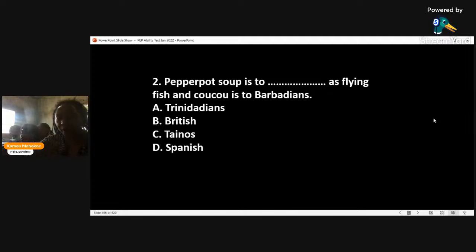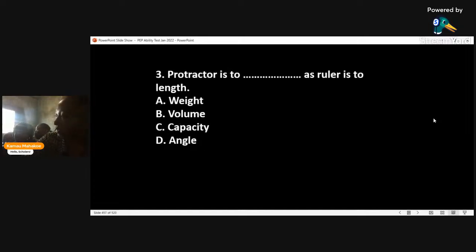Pepper pot soup. Pepper pot soup is the what? Where do they eat pepper pot soup? Or which group? Tainos. And the people in Guyana also still eat pepper pot soup. I don't even know how pepper pot soup tastes. The Tainos put yellow snake and iguana in their pepper pot soup. The Tainos ate iguanas and yellow snake.